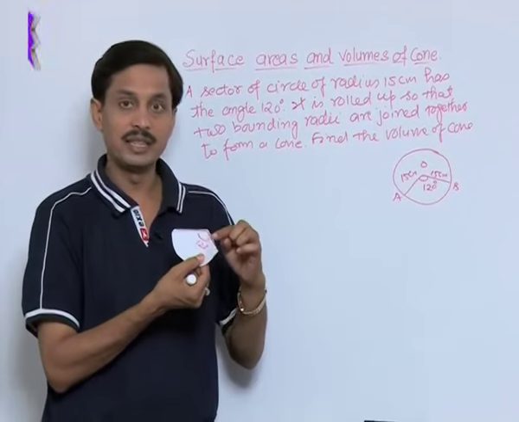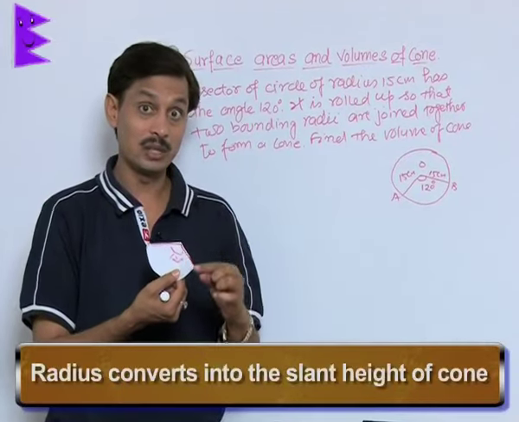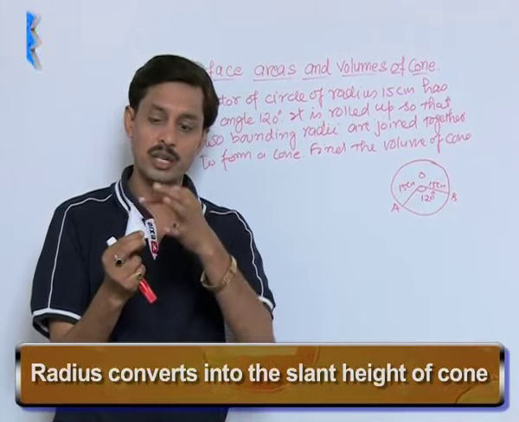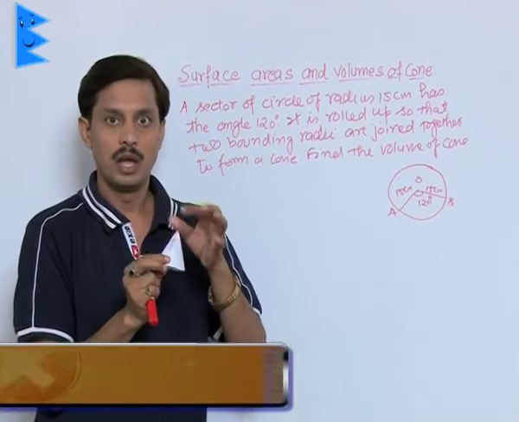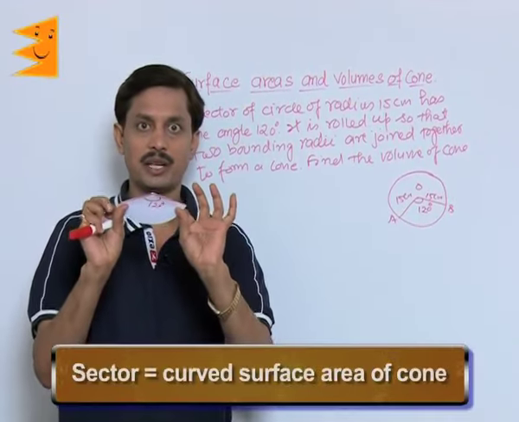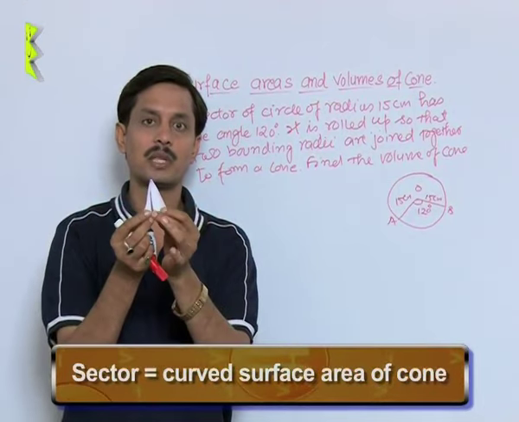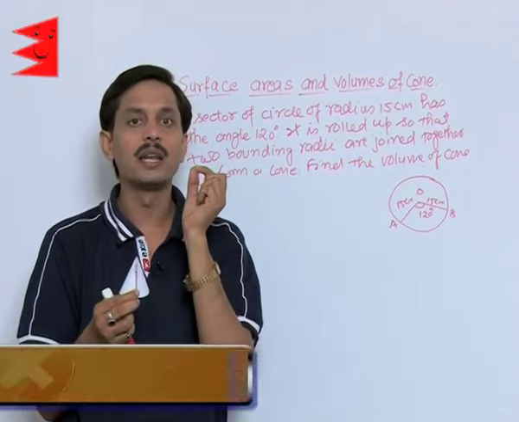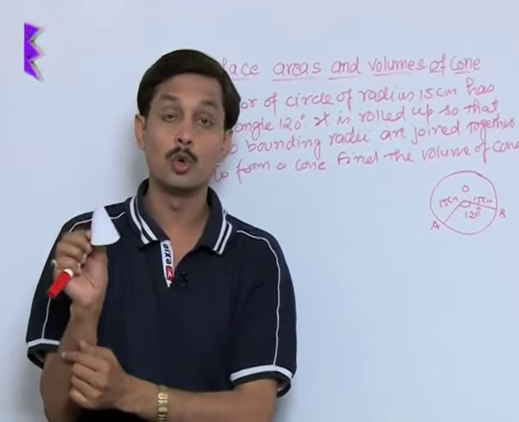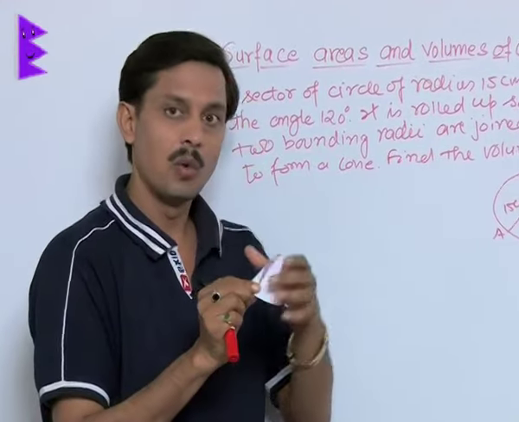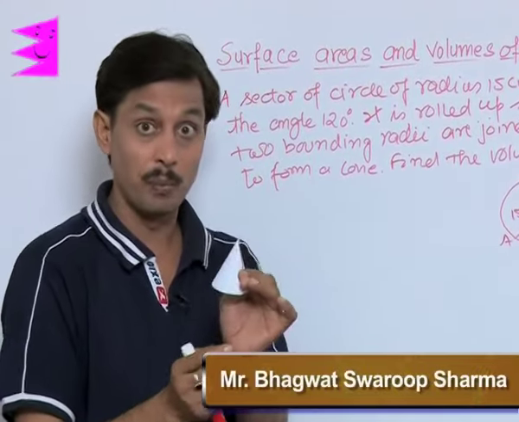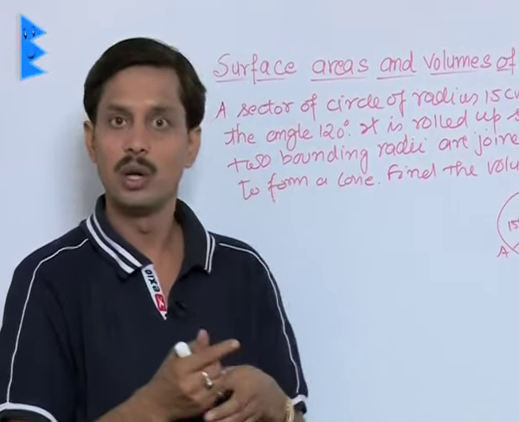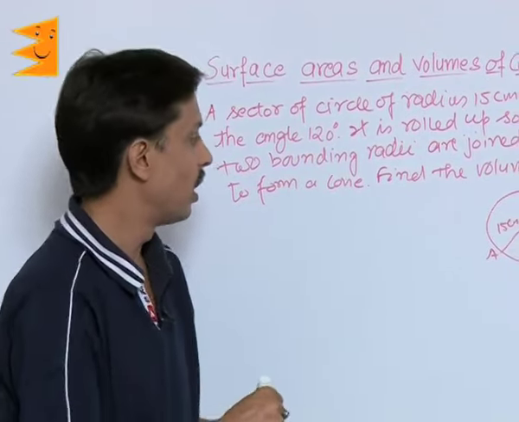Number one, the radius of the sector, when converted to a cone, becomes the slant height of the cone. Second, the area of the sector is always equal to the curved surface area of the cone. With the help of these two, I can calculate the radius of the cone so formed. I am writing here the 2-3 important components when any semicircle or sector gets converted into a cone by joining its two bounding radii.